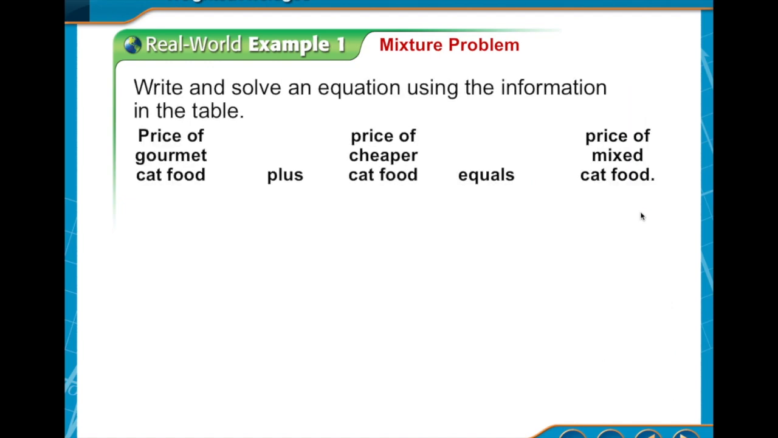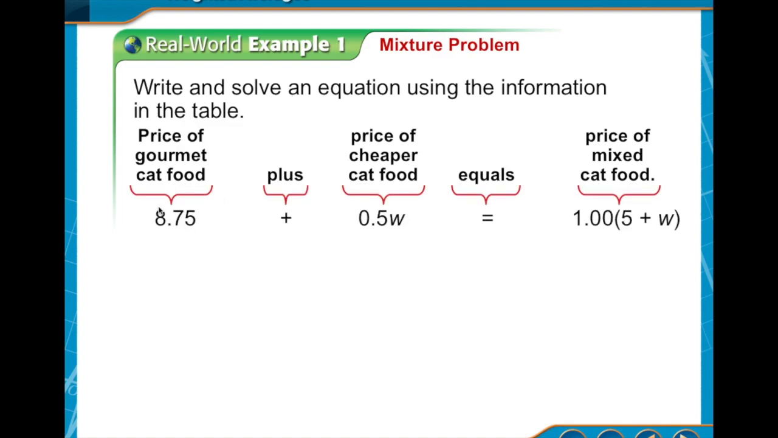in this expression. Replace the words with what they mean. So price of gourmet, we said was $8.75 in our table, and we can check that. Plus, just addition, the price of cheaper cat food, 0.5 times W, equals, and then the price of the mixed food. Again, we're just pulling that out of the table that we already did.